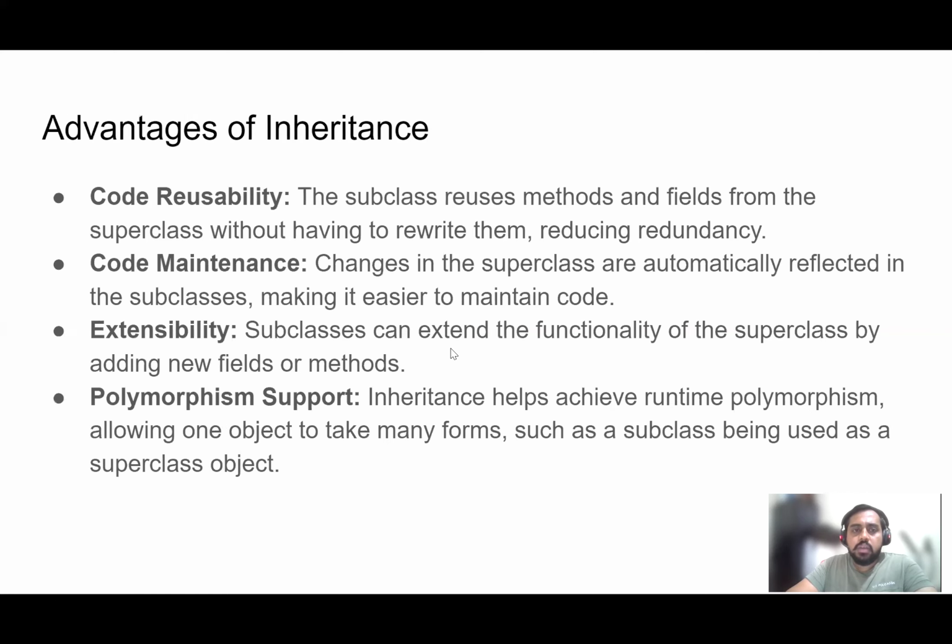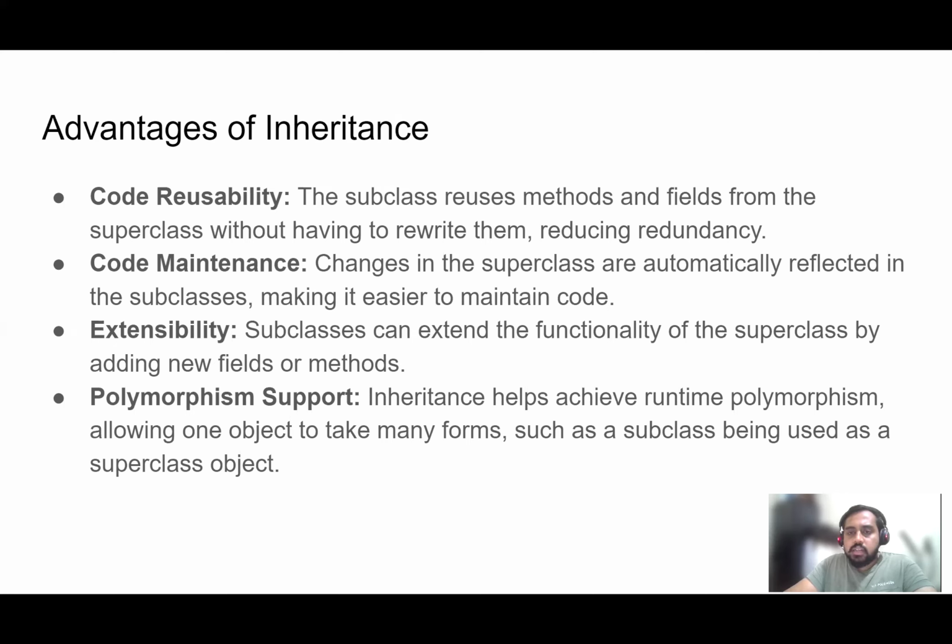We'll see what the advantage of inheritance is, and why we need to do this. The major advantage is code reusability. Suppose, as I already told, we have a dog and a cat, both are animals. Basic functionality, suppose we take eat and sleep. These are basic functionalities, so the whole animal kingdom has to do this.